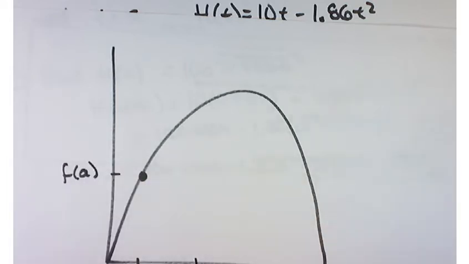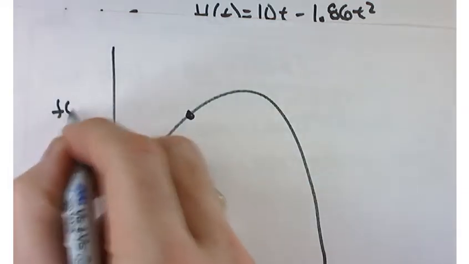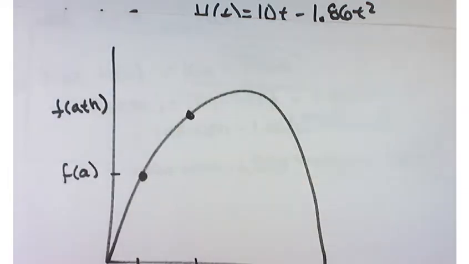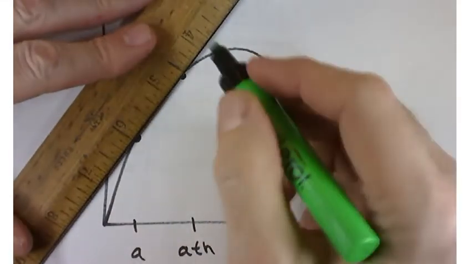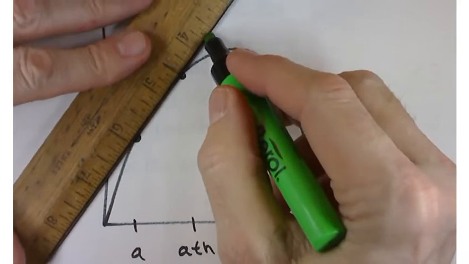And then someplace a little bit to the right of this, maybe a distance h away, this point is going to be f of a plus h. Basically, I want to find the slope of the secant line between these two points. You don't have to copy this down. I'm just trying to explain to you what's going on.